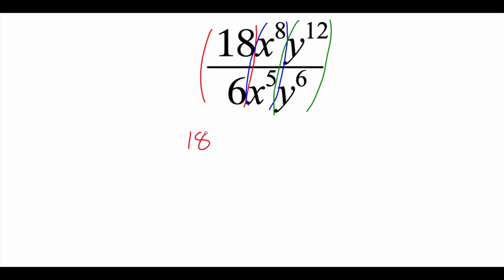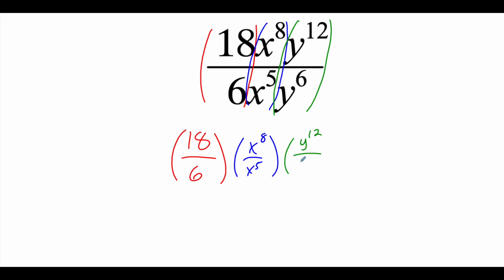So we're going to have 18 over 6. We're going to have x to the 8th over x to the 5th. And then our last group this time is going to be y to the 12th over y to the 6th power. Now we're going to take care of all the division that's happening in here. 18 divided by 6, we can do that. 18 divided by 6 just gives us 3. Now that is technically over 1.